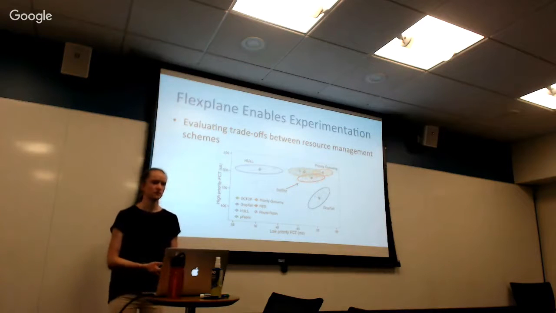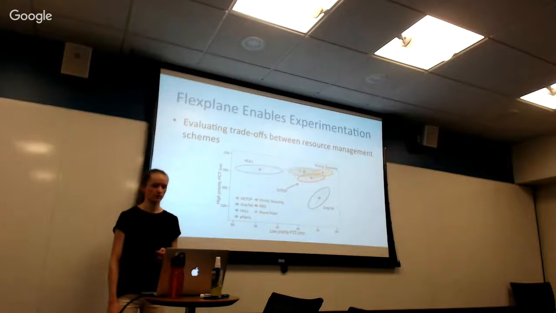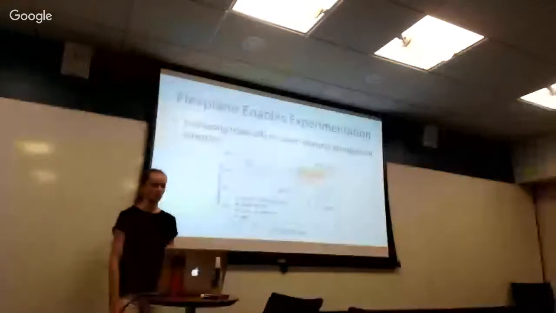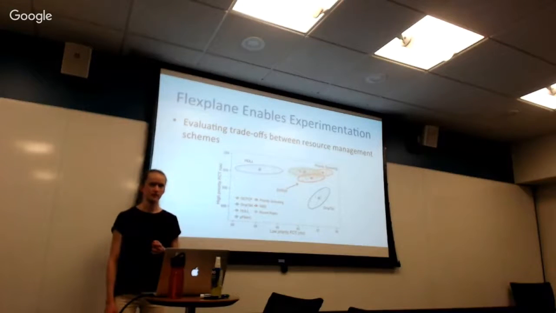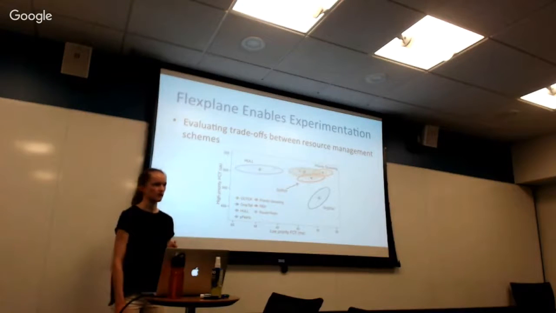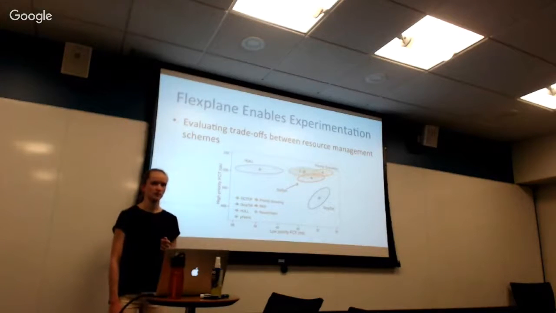Flexplane enables several forms of experimentation that aren't possible without it. First, we used Flexplane to compare the performance of different resource management schemes on a specific workload. In this experiment, we used an RPC-based workload that consisted of a mixture of short, high-priority requests and long, low-priority requests. Request times were chosen by a Poisson process so that client NICs were receiving at about 60% of their maximum throughput. This graph shows the trade-offs that different resource management schemes make.